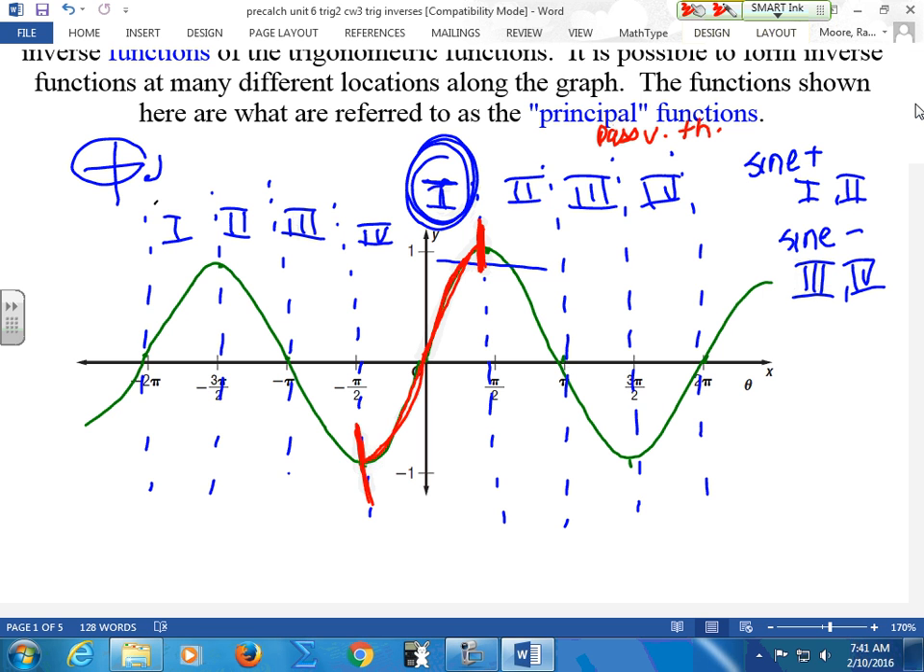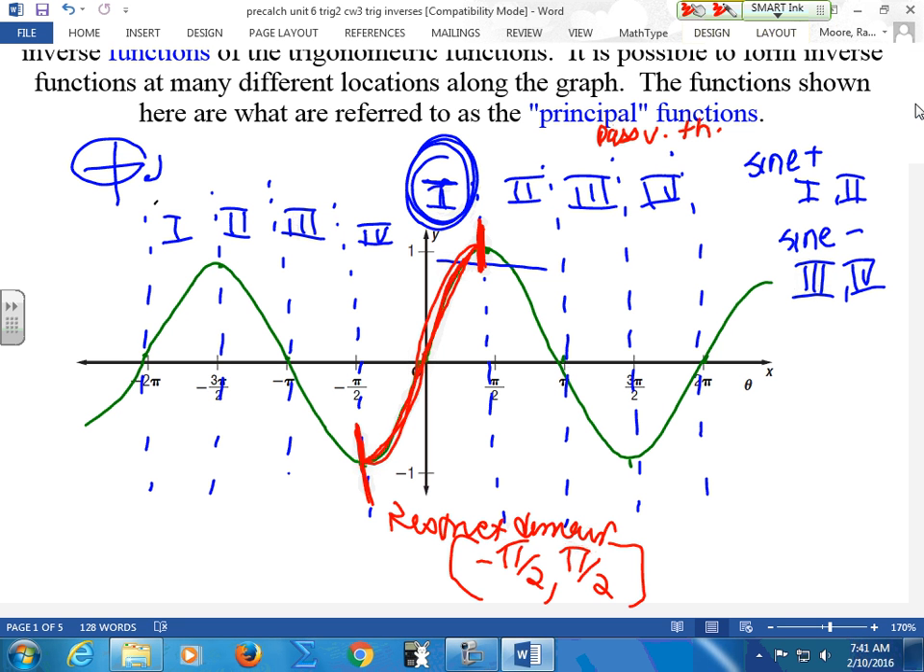So now, if I restrict this domain, I have to restrict my domain from negative pi over 2 to positive pi over 2. Right? I have to start there and stop there. Because otherwise I'm going to fail a horizontal line test. And I can't make an inverse if I fail a horizontal line test.